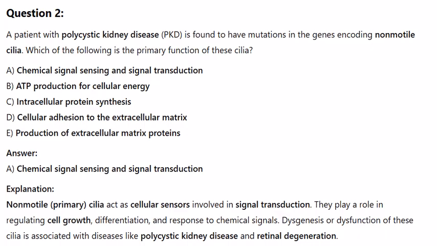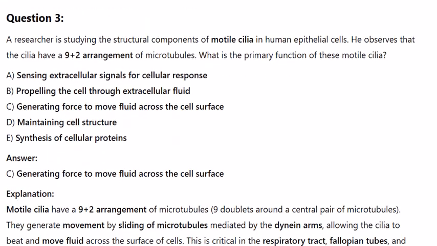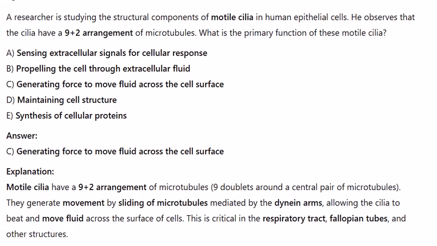Question 3. A researcher is studying the structural components of motile cilia in human epithelial cells. He observes that the cilia have a 9+2 arrangement of microtubules. What is the primary function of these motile cilia? A. Sensing extracellular signals for cellular response. B. Propelling the cell through extracellular fluid.